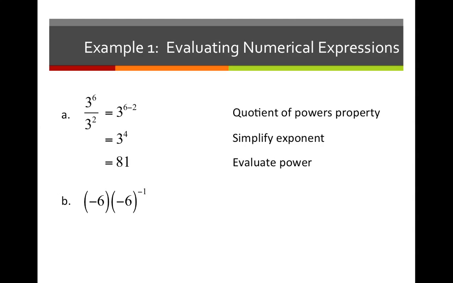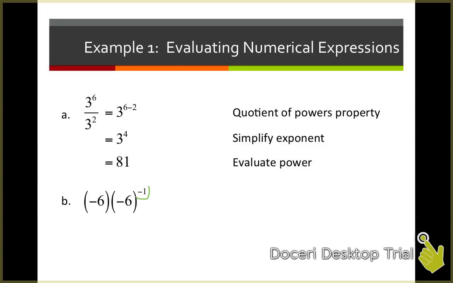Now in part B, we're taking -6 times -6 to the -1 power. Now notice in this case that this exponent only affects the base right in front of it. So we're not multiplying first and then taking it to the -1. We are just taking this -6 to the -1 power. Also notice that this -6 does not have an exponent, so we automatically assume it must be a positive one if there's nothing else there.